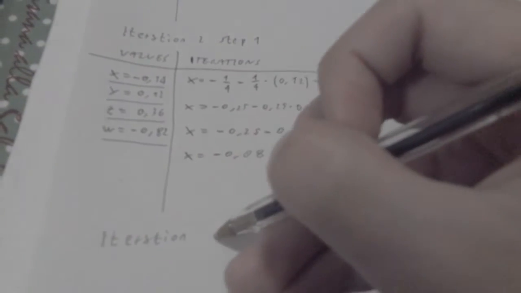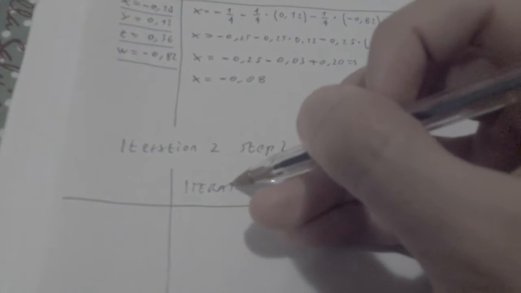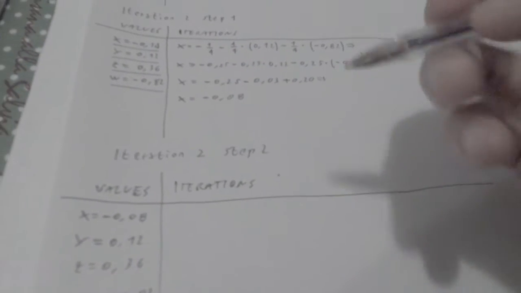So iteration two, step two. Let's write our table once again, iterations and values. Our x now is negative 0.08, and the other values are going to be the same: y is 0.12, z is equal to 0.36, and w is negative 0.82. I'm going to load only those three because we already found the new x.